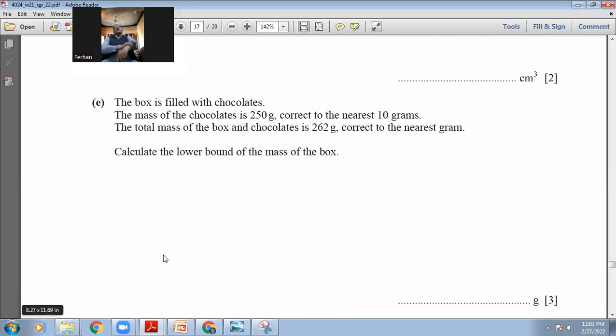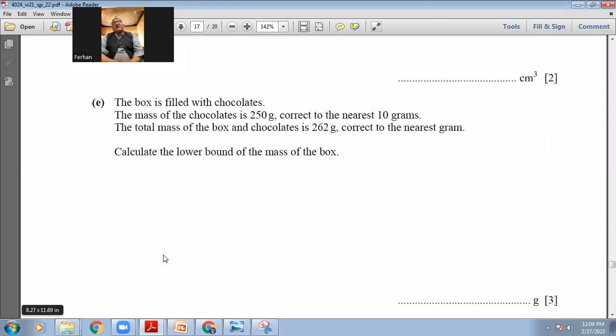Okay, so the mass of the chocolate is 250 gram. This is correct to 10 gram. So divide 10 by 2 and you will get 5 gram. Add 5 to 250, you get the upper bound of the chocolate mass. And from 250, subtract the 5, you get the lower bound of the mass of the chocolate.